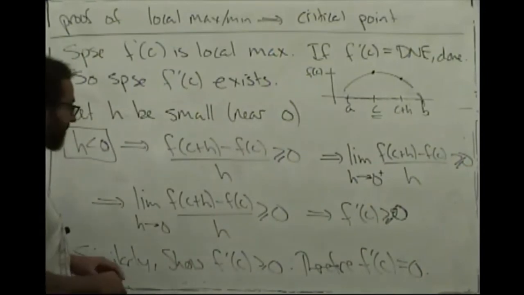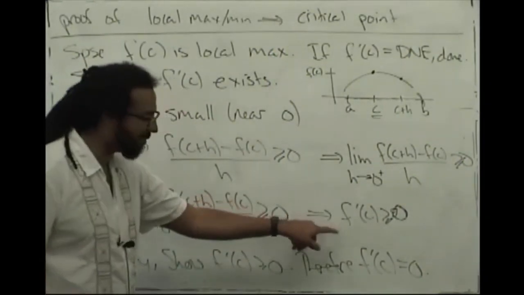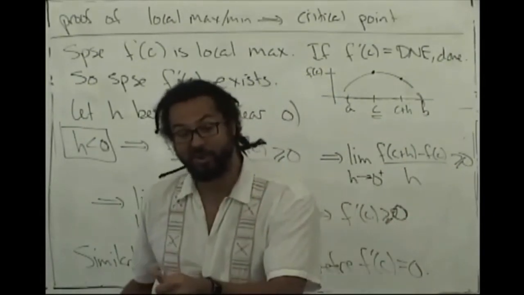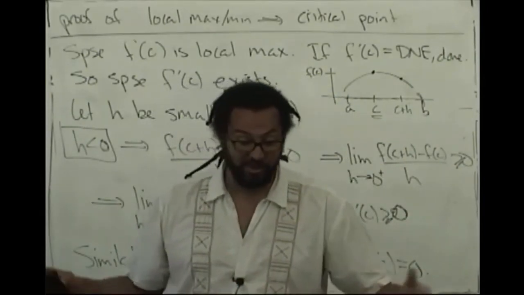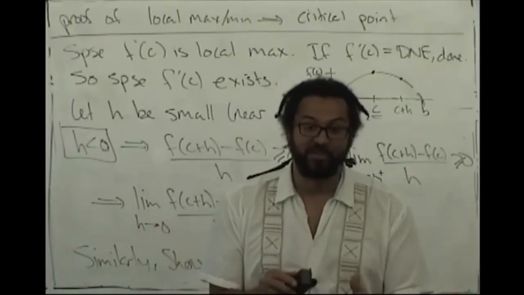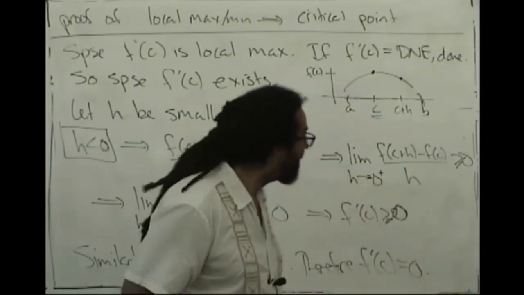And so now we've checked that f prime of c is bigger than or equal to 0, and we've shown that f prime of c is less than or equal to 0. The only way both of those things can happen is if f prime of c is equal to 0.